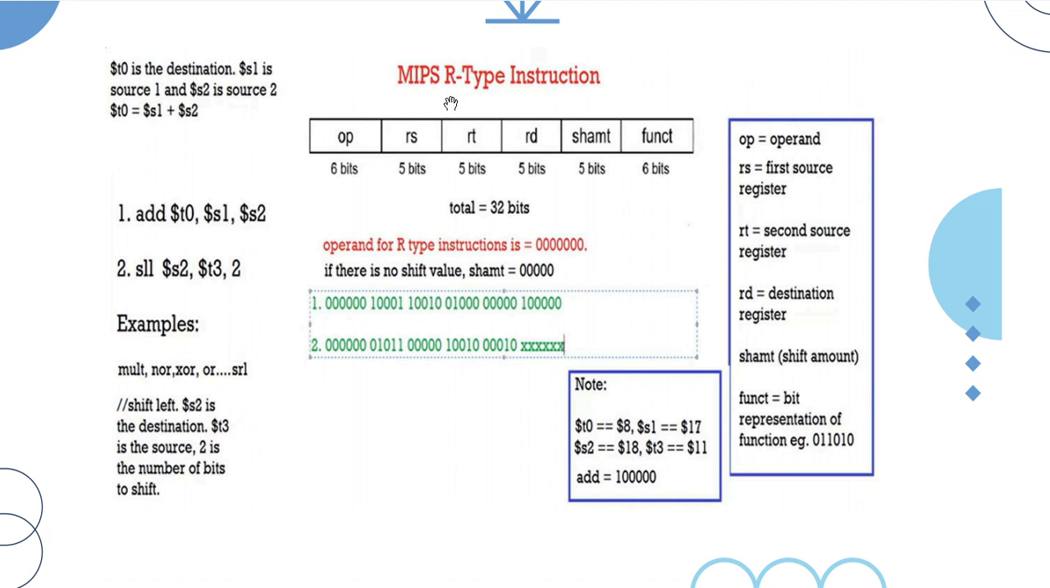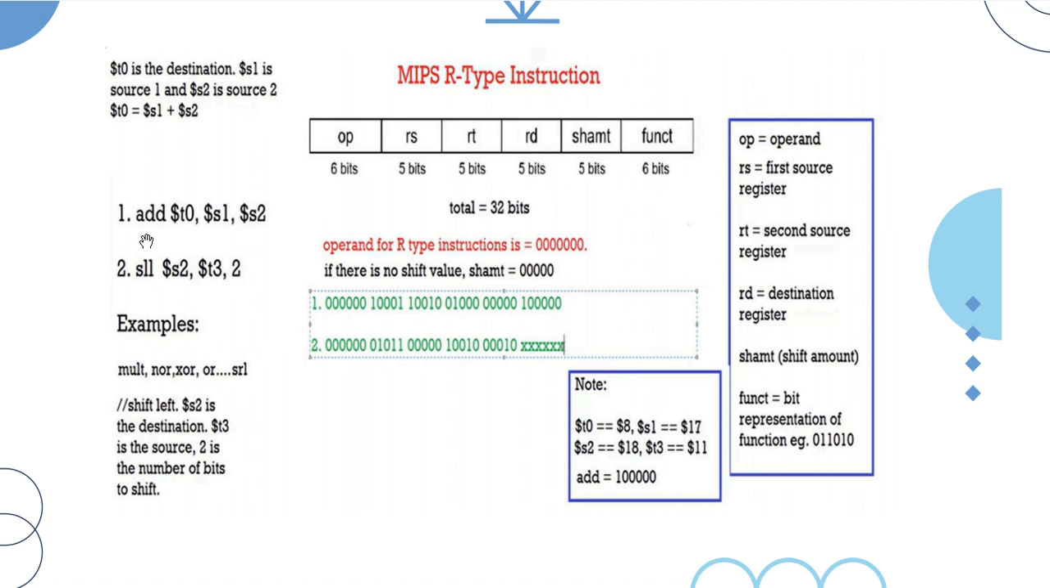In MIPS R-type instruction, there are 32 bits, out of which 6 bits are for the operation code, that is opcode, 5 bits for the source register, next 5 bits for the second source register, after that 5 bits for the destination, 5 bits for the shamt, that is shift amount, and the final 6 bits for the function field.